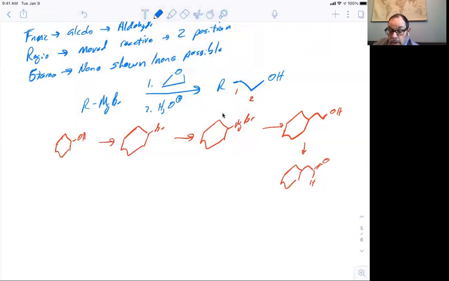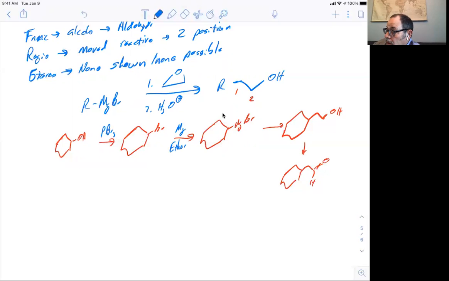One of the things that students often do is you want to do things too fast, and then when you start thinking about these reagents, you can start to panic. Don't panic. Take some time. Draw it out like this, and then think about how do I go from an alcohol to a bromide? Well, I could make the tosylate and then do a conversion, or I could use something like PBr3. To go from the bromide to the Grignard, I just need magnesium and ether.